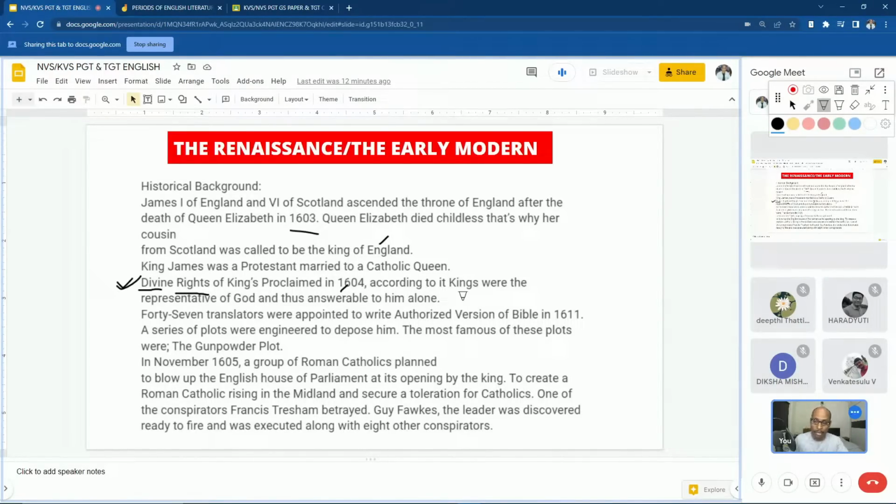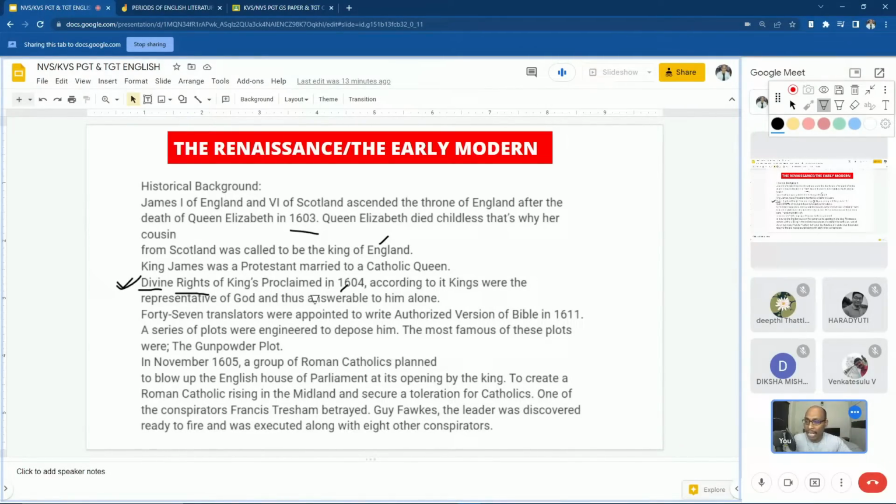They cannot be questioned by anybody in the kingdom or in the world, and they are answerable only to God, and nobody else has the power to question them. So this was actually the mindset, or the behavior, of James I of England. So that was one of the reasons why there was a rebellion against these kinds of kings in the later part of history.